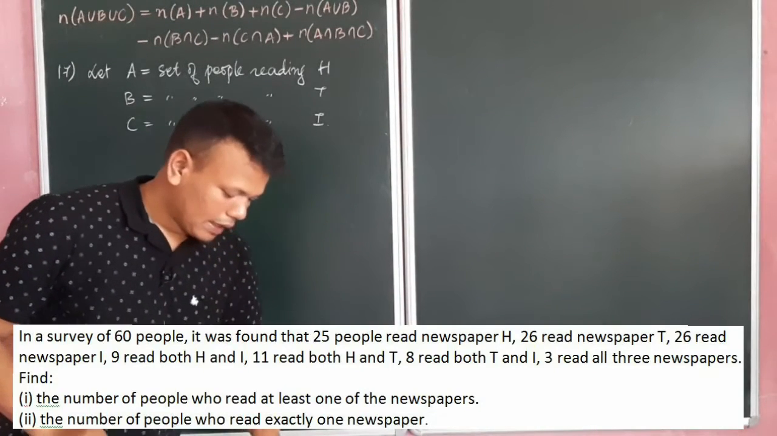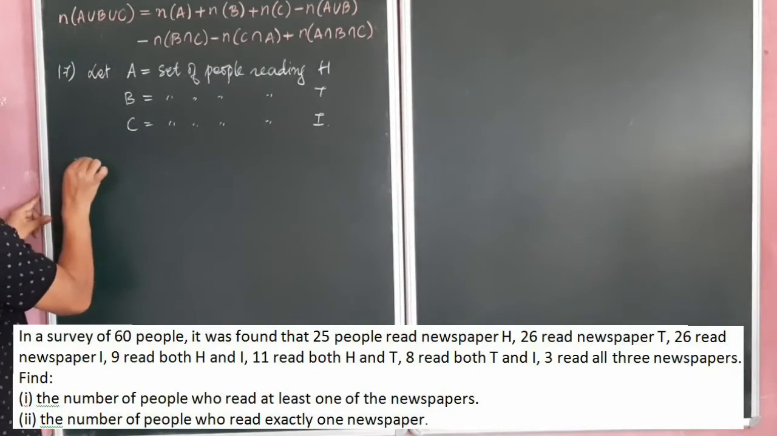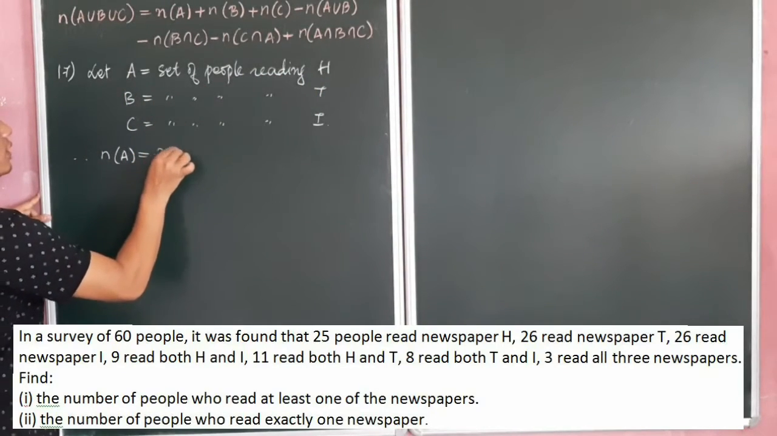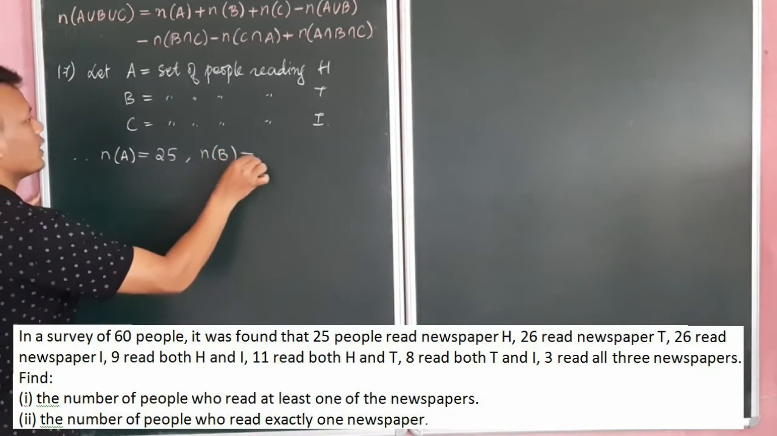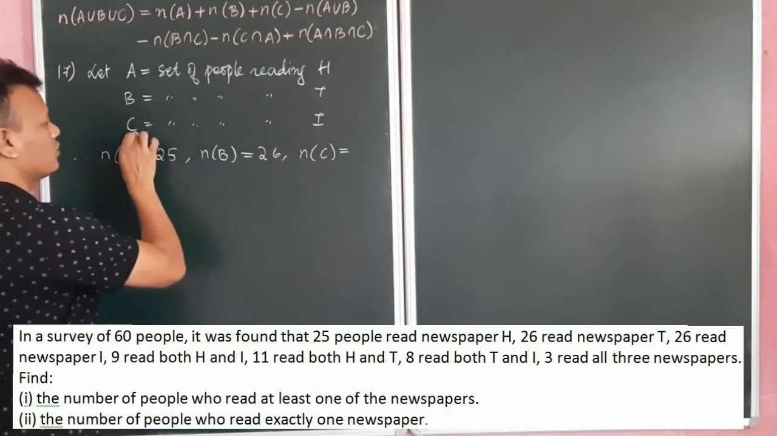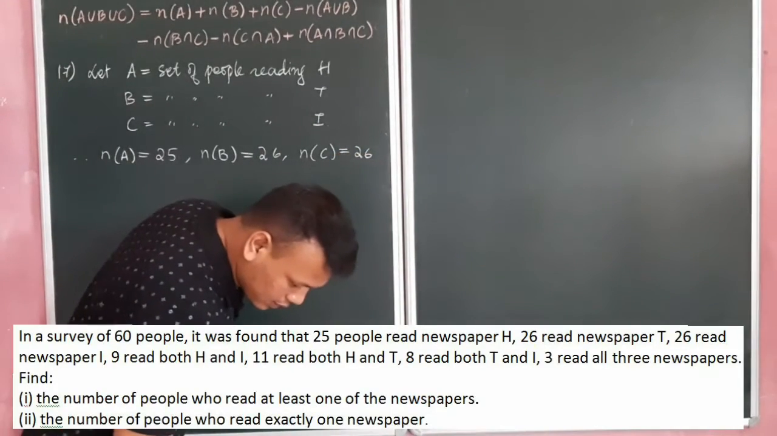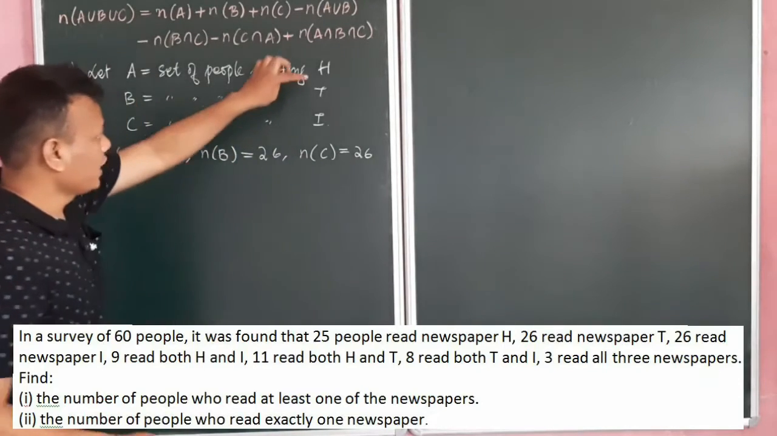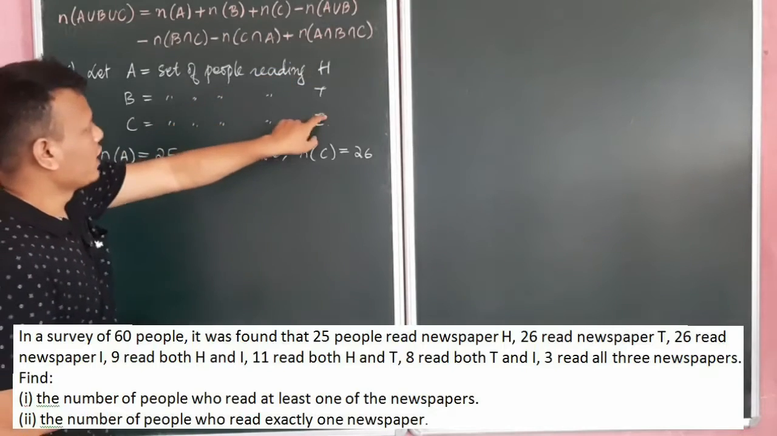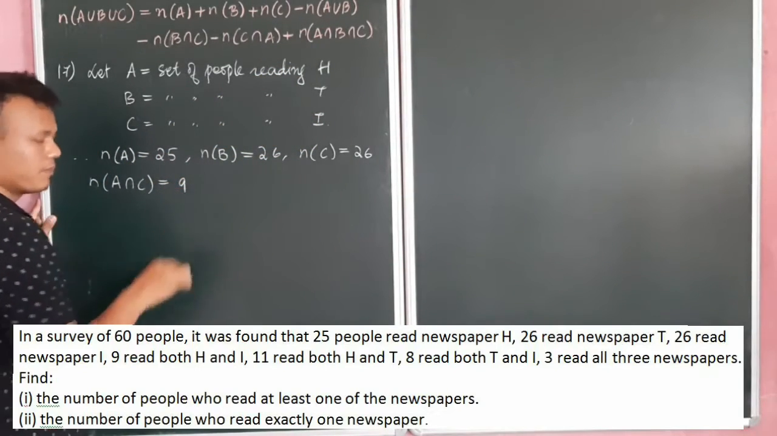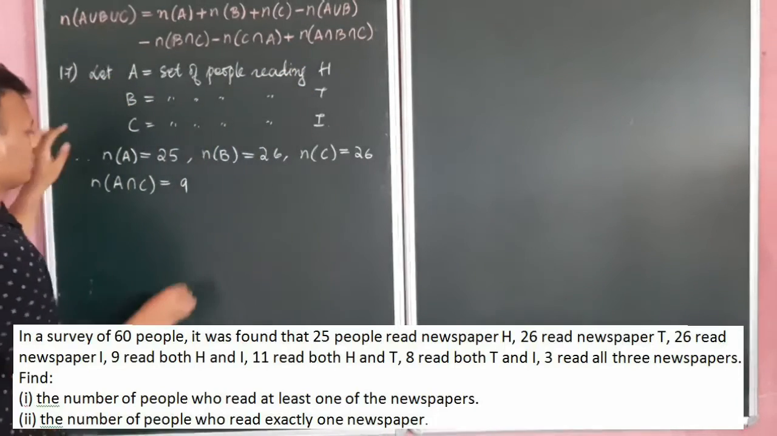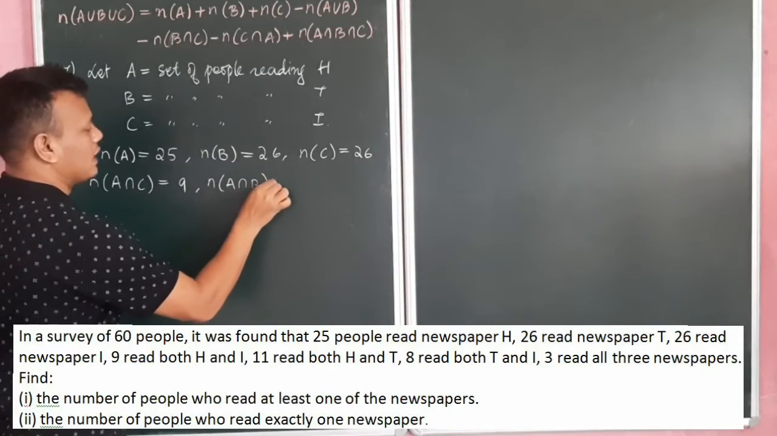Yeah, so it is given that 25 people read newspaper H. That means therefore n of A, the number of people reading newspaper H, is equal to 25. N of B, the number of people reading newspaper T, is given to be 26. Number of people reading newspaper I, that is N of C, is given to be again 26, I guess. Yes, 9 people read both H and I. H and I means A and C. So N of A intersection C is given to be 9. Another thing that is given to us is 11 read H and T. H and T means A and B. So N of A intersection B is given to be 11.